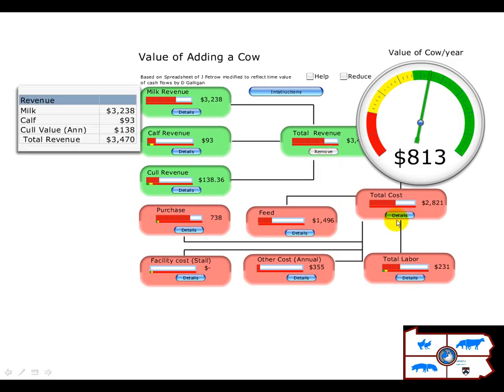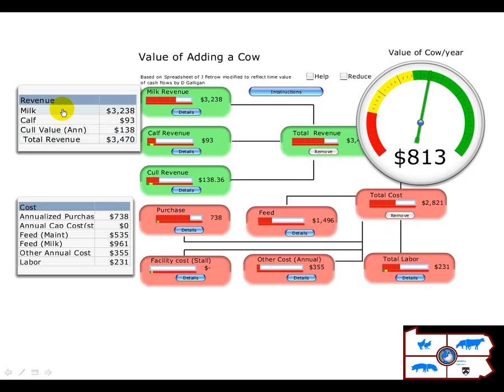You can also look at these on a budgetary basis in terms of the revenue side and also the cost side, in terms of what's the annualized purchase price. Any capital structures, you can see we have that at 0 because that's what I dialed in. So it's a wonderful tool to explore the marginal value of adding a cow to your herd. Thank you.